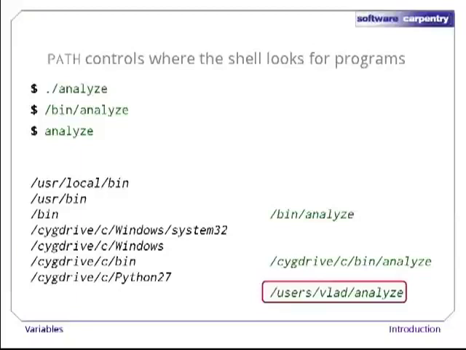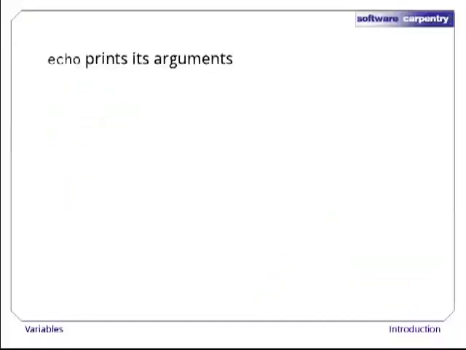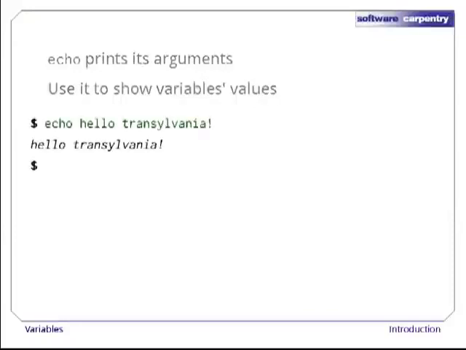Before we explore variables any further, let's introduce one more command, echo. All it does is print out its arguments. This doesn't sound very exciting, but we can use it to show variables' values. First, let's make sure it works. Yep, echo Hello Transylvania prints Hello Transylvania as promised.